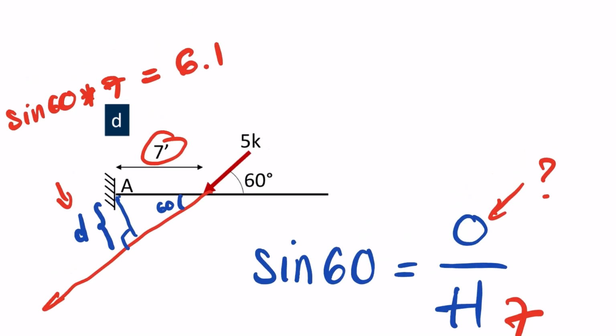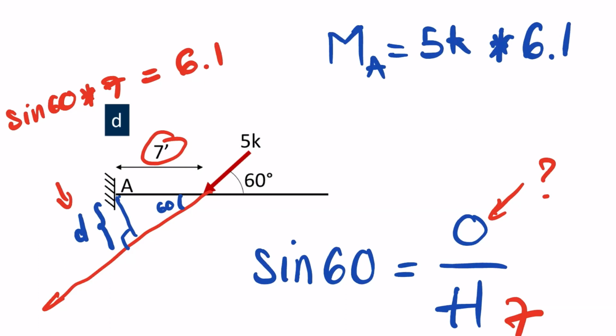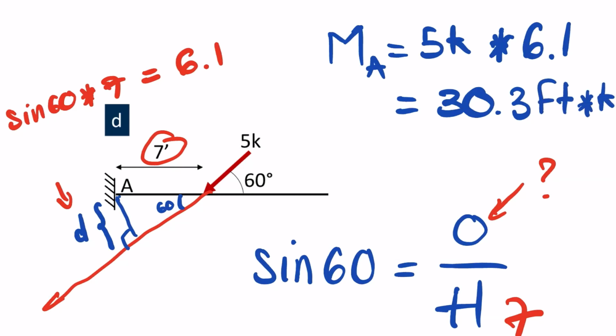So we know that moment equals force multiplied by distance. The force we have here is 5 kip multiplied by the distance 6.1, and we have around 30.3 foot kip, or kip foot, the same thing.